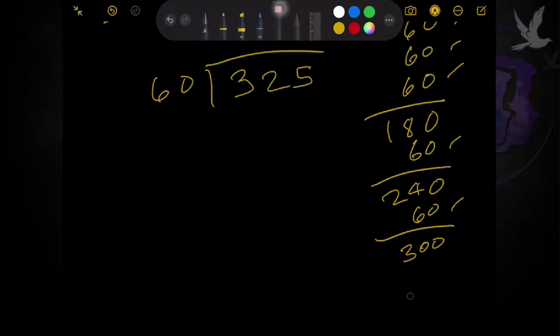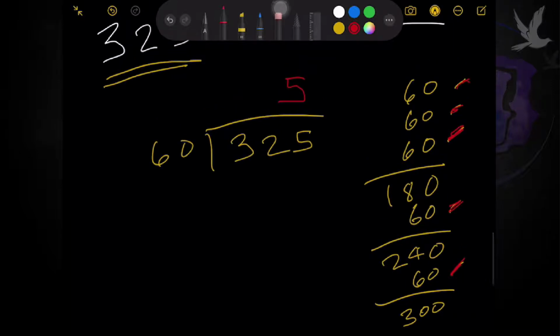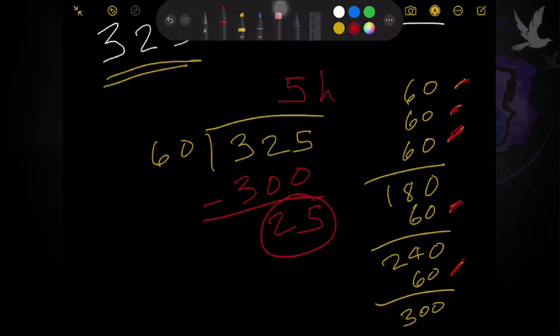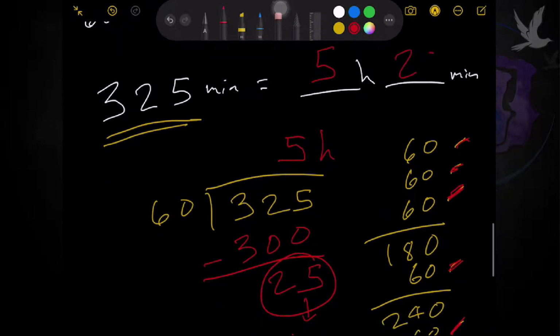Okay, so how many units of 60 did we make use of? 1, 2, 3, 4, 5. So that's 5. 5 times 60 is equivalent to 300. Subtracting that, we will have 25 left. So this is your number of hours, and your remainder is your minutes. So our answer here is 5 hours and 25 minutes. Okay? So, ganun lang kadali yung mga activity ninyo.